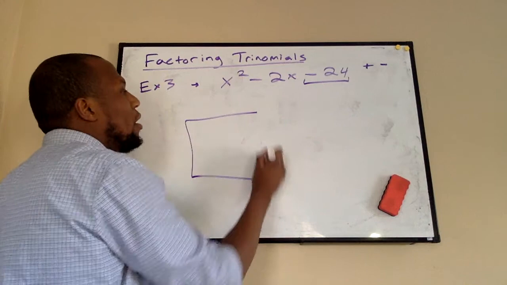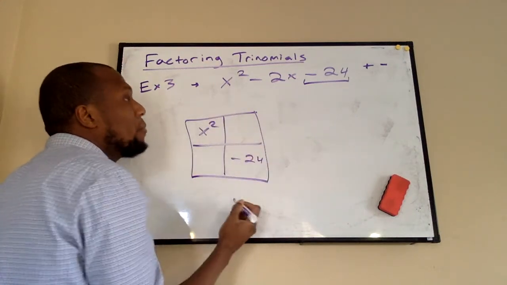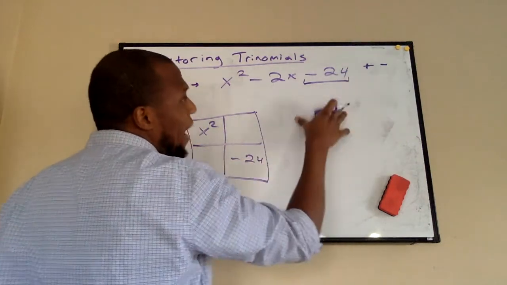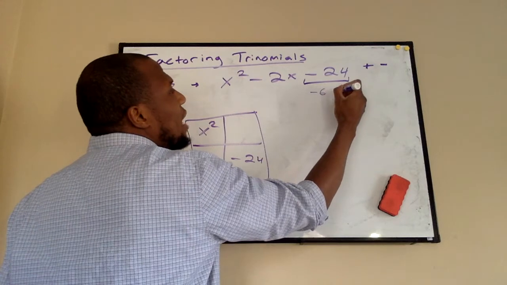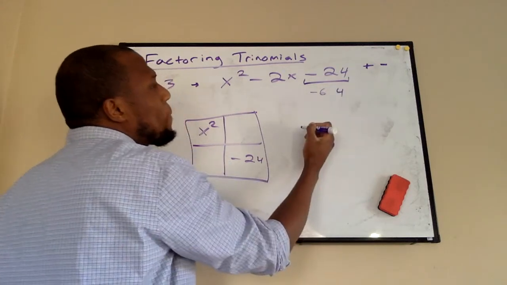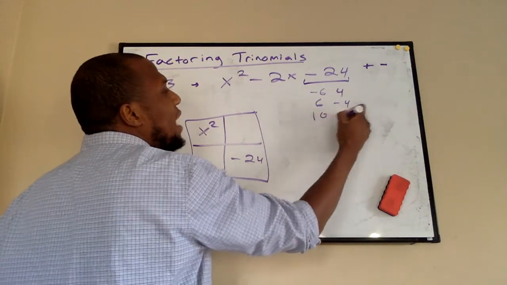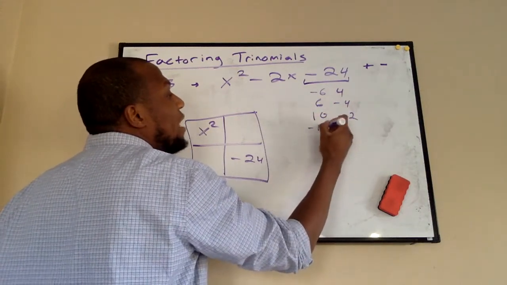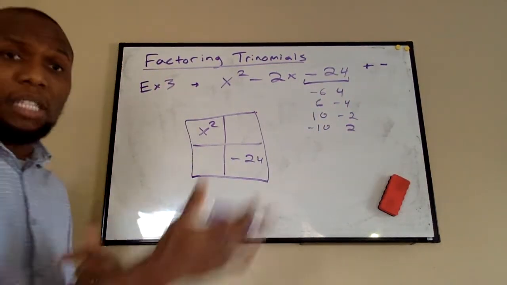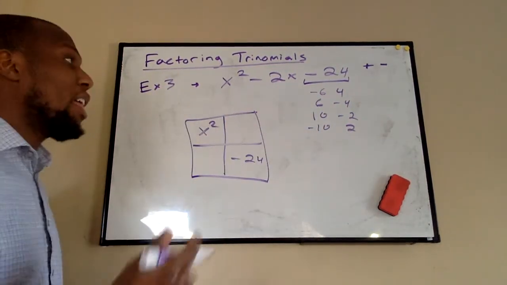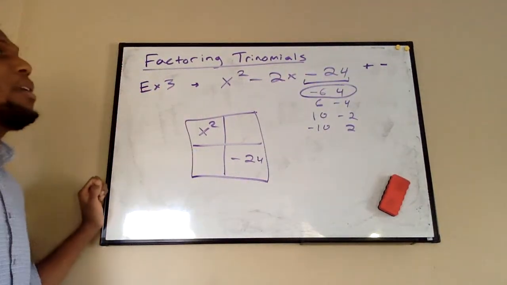Let's go ahead, get organized. We got x squared, we got negative 24. Factor pairs. Well, I can have negative 6 and positive 4. We can have 6 and negative 4. We can have 10 and negative 2. We can have negative 10 and positive 2. Make sure you consider all the different pairs and move around that negative so that you can find the correct one that adds up to give you negative 2.